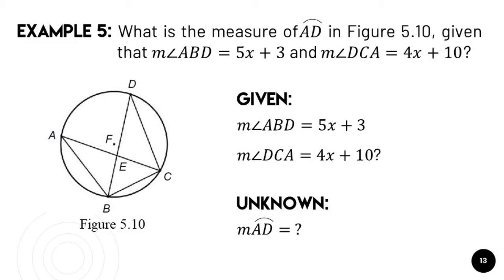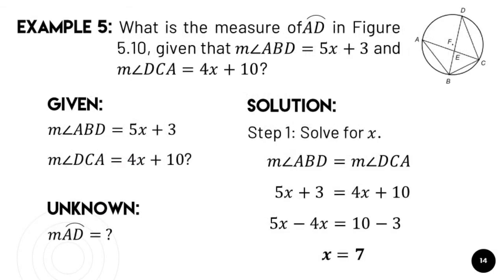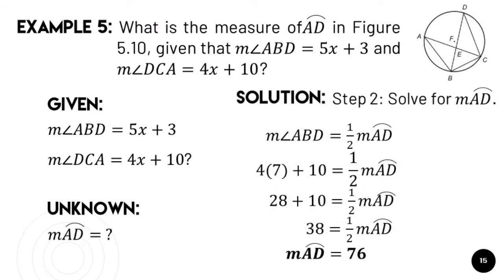What is the measure of arc AD in figure 5.10 given that the measure of angle ABD equals 5x plus 3 and the measure of angle DCA is equal to 4x plus 10? Solving for x, we will be equating the measure of angle ABD and the measure of angle DCA. Then substitute the given. Combining like terms, we will come up with 5x minus 4x is equal to 10 minus 3, giving us x is equal to 7.